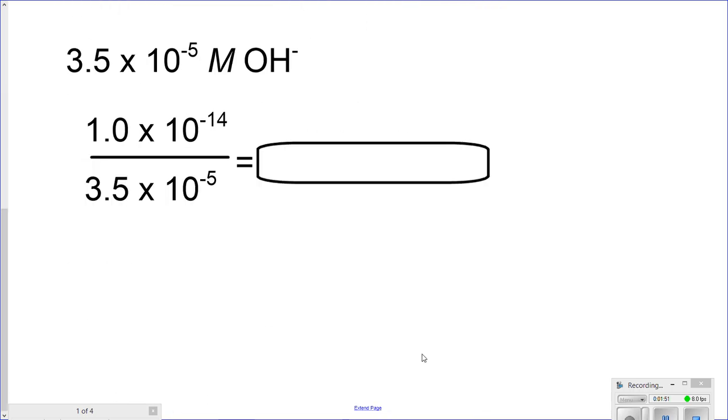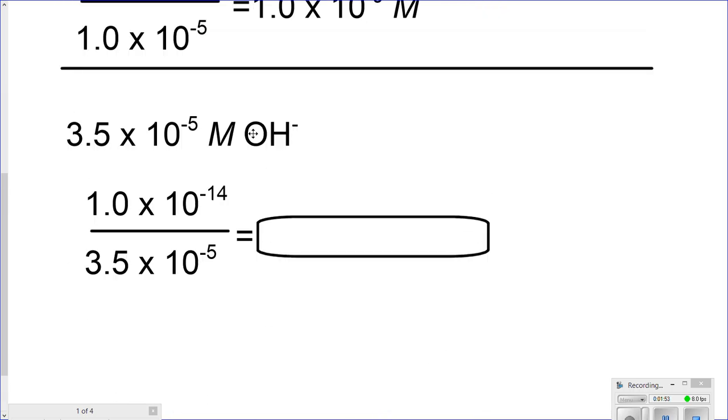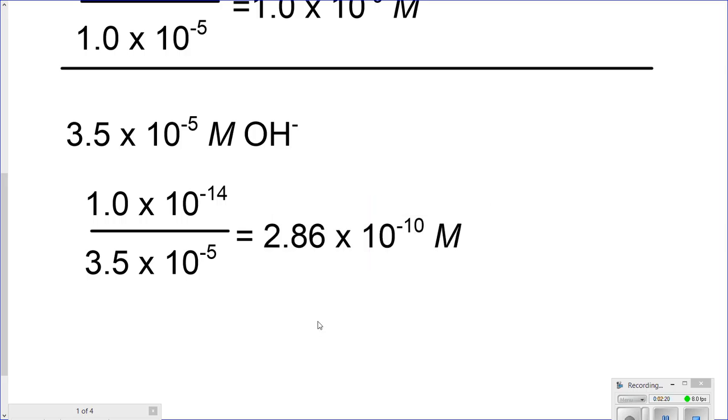If the question says to find the concentration of hydrogen ions, and I am given 3.5 times 10 to the negative fifth molarity of hydroxide, this remains the same: 1 times 10 to the negative 14 divided by what they give me in hydroxide ions, 3.5 times 10 to the negative fifth. The result would be 2.86 times 10 to the negative 10 molarity of hydrogen ions.